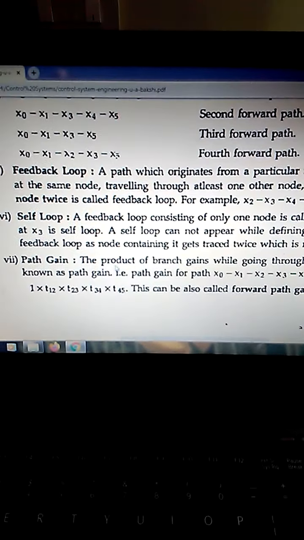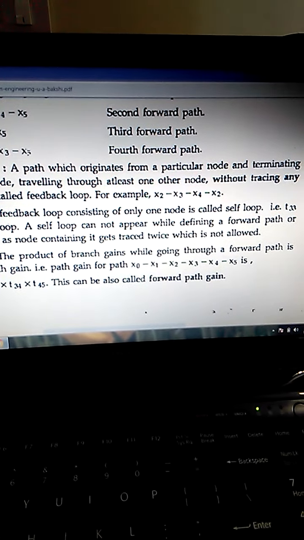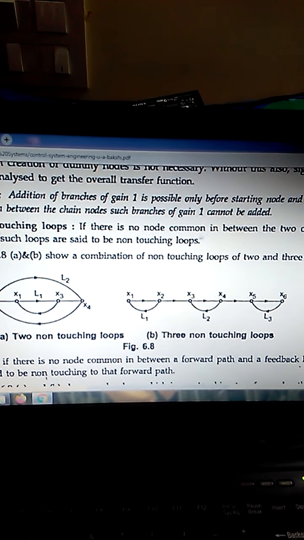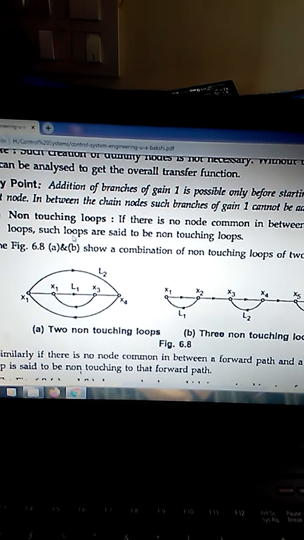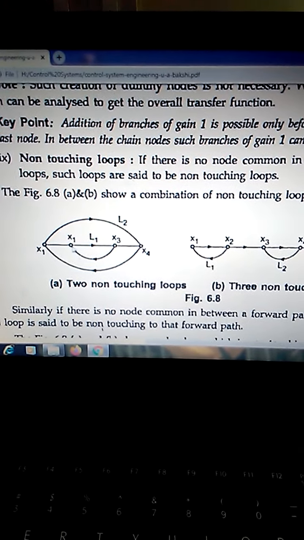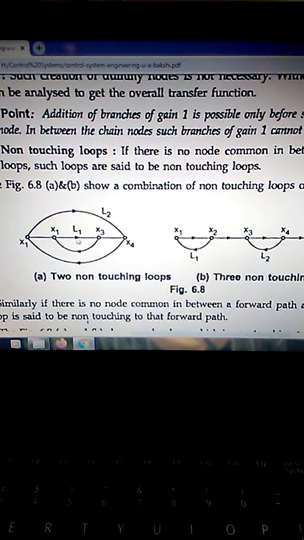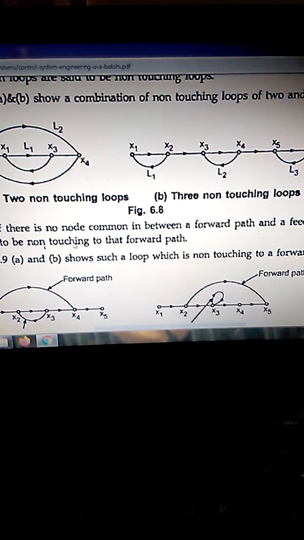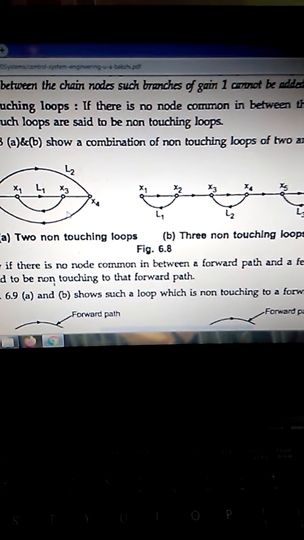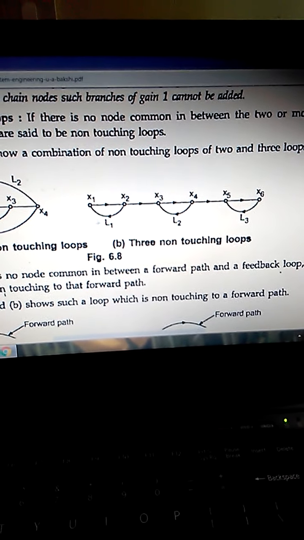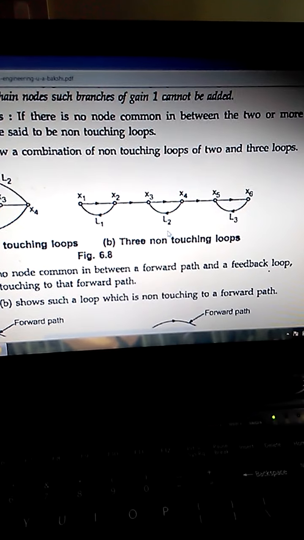Next one is path gain. It is the product of branch gains while going through a forward path. Next one is non-touching loops. If there is no node common between two or more loops, such loops are called non-touching loops. In figure A, I can find two non-touching loops. L1 is x1, x3, then L2 is x1, x4. So these are two non-touching loops. Then in the second diagram, I can find three non-touching loops.